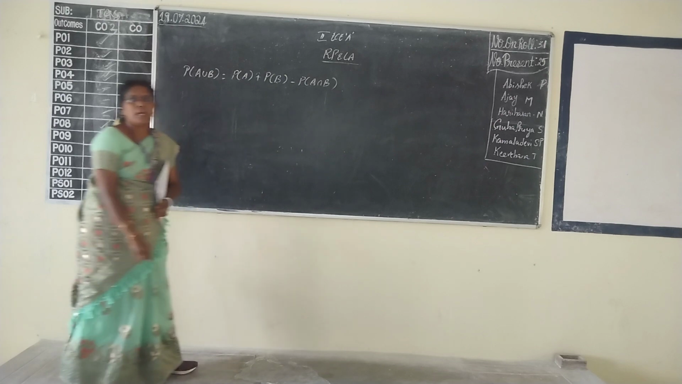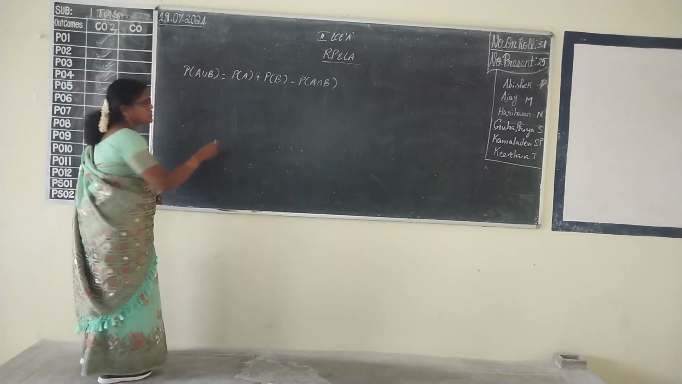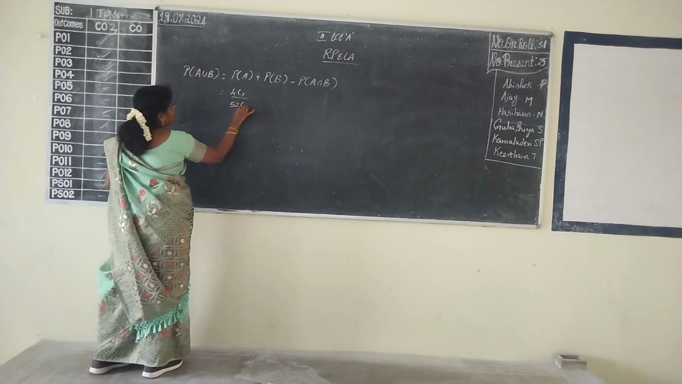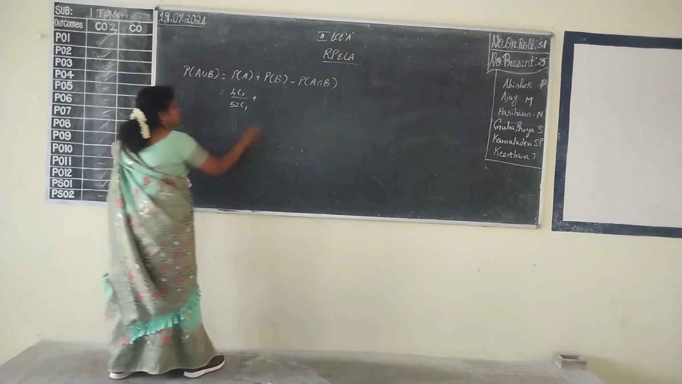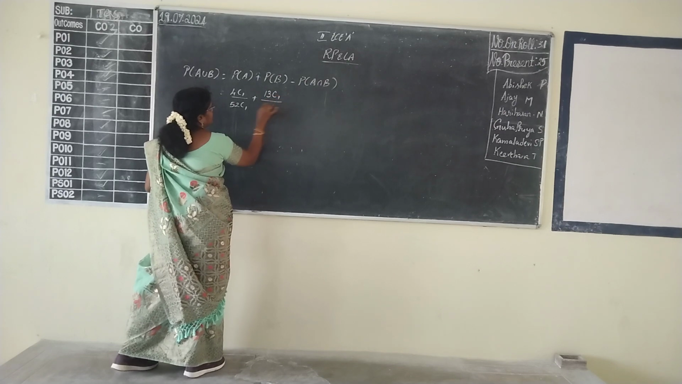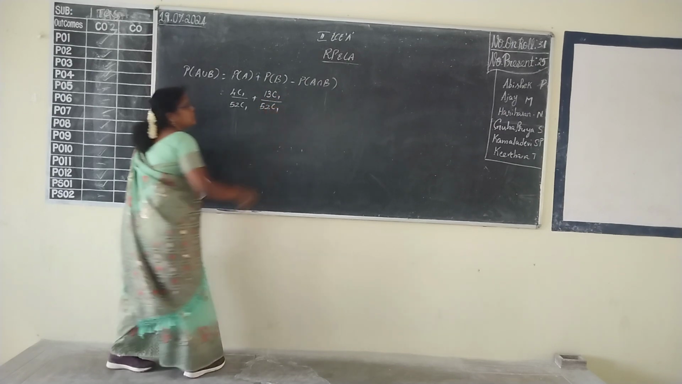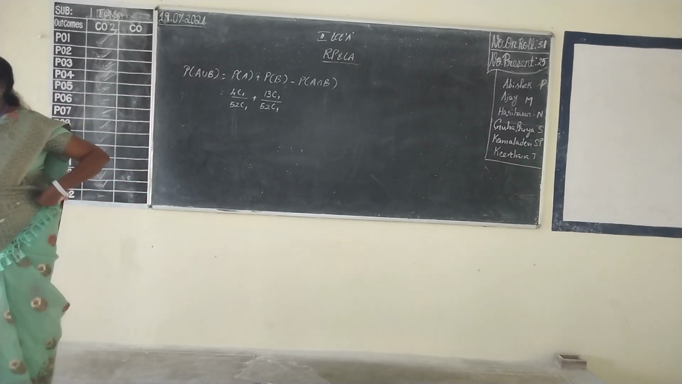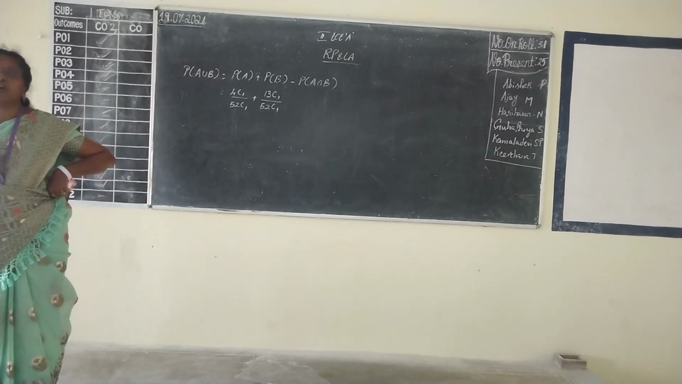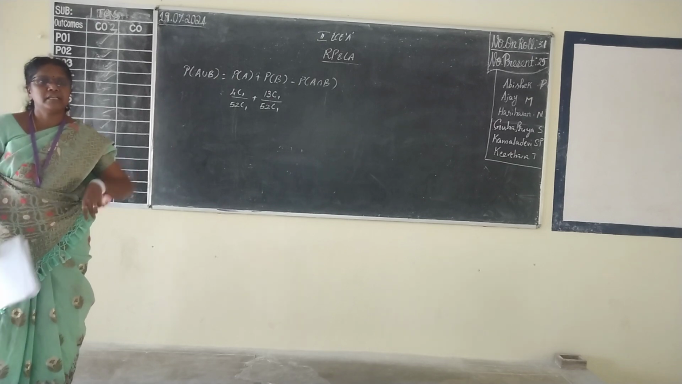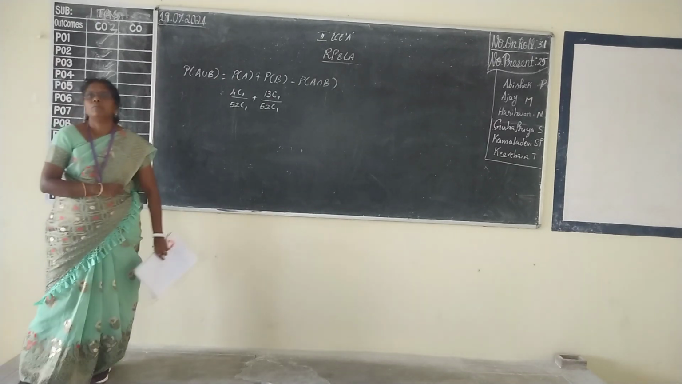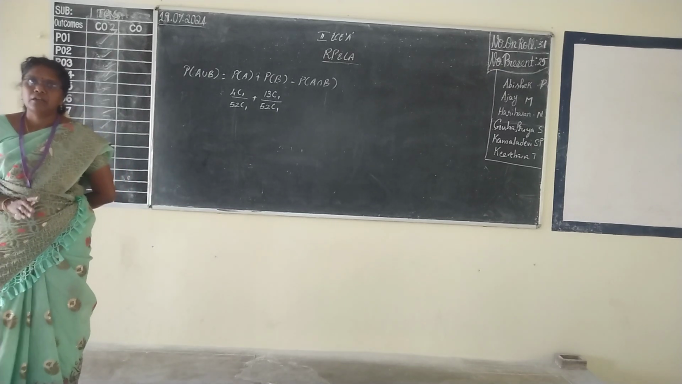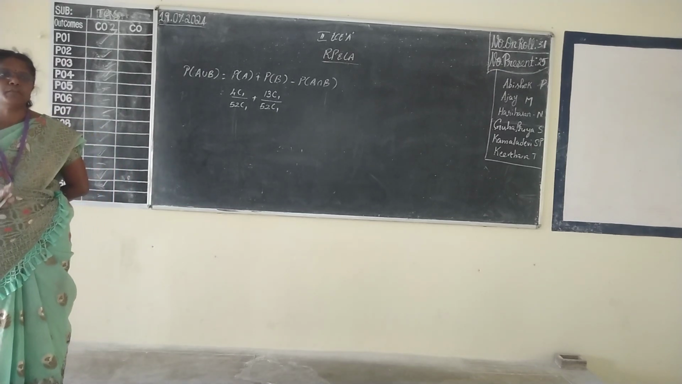So what is P of A? 4C1 by 52C1. P of B? 13C1 by 52C1. Now you have to find the intersection. Here you have to find it by thinking logically. What is the meaning of A intersection B? Both should happen. You have to check whether that is possible or not.